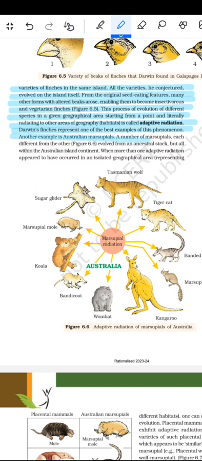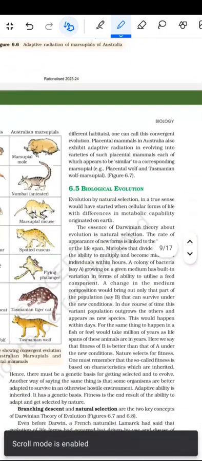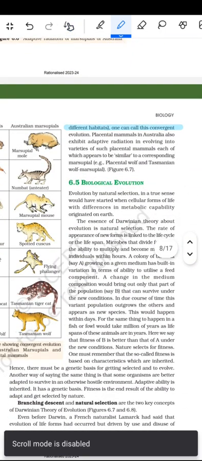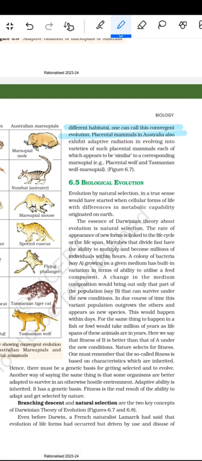Another example is the Australian marsupials. A number of marsupials, each different from the other, evolved from an ancestral stock, but all within the Australian island continent. When more than one adaptive radiation appeared to have occurred in an isolated geographical area representing the different habitats, one can call this convergent evolution. Placental mammals in Australia also exhibit the adaptive radiation, evolving into the variety of such placental mammals, each of which appear to be similar to a corresponding marsupial. Example, placental wolf and the Tasmanian wolf marsupial.